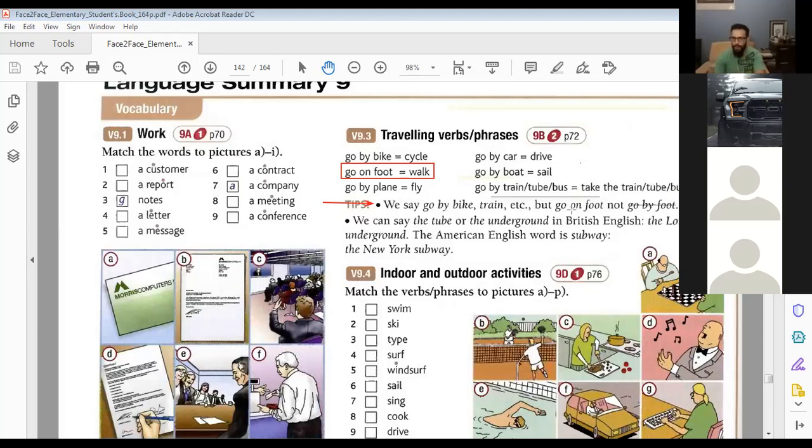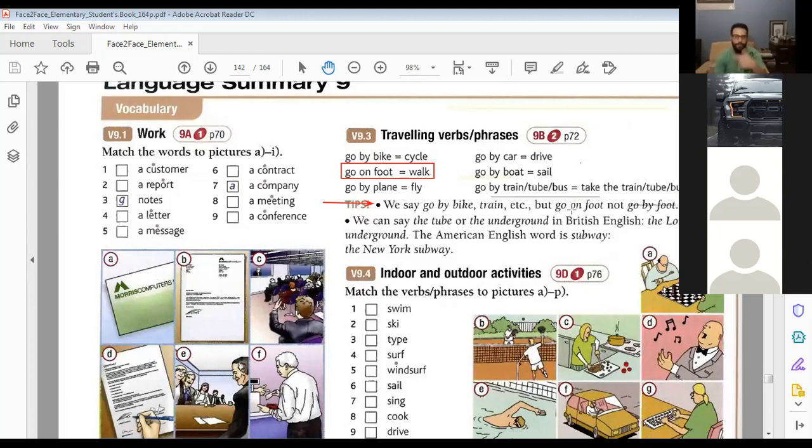So we can say the tube or the underground in British English, the London underground. The American English word is subway, the New York subway. So in London, usually they say the underground, and in America, they say the New York subway. Both of them are talking about the metro. It's the same thing, right? But we use different words.